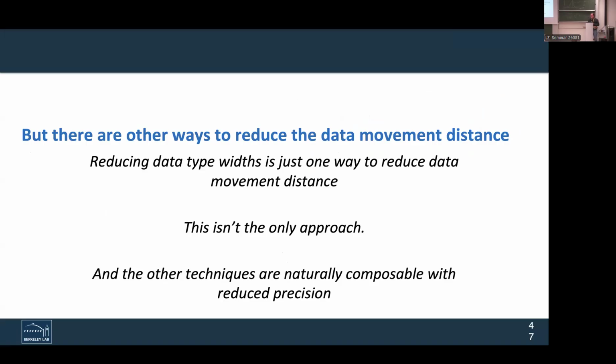And also, I would hope you got the lesson that the ALU doesn't necessarily have to operate at the data width of the operands that came in. It's an incremental cost more to make it wider and more accurate, but it isn't a deal killer to do that. But it isn't the only approach. There's other techniques that are naturally composable with reduced precision that you should also consider.